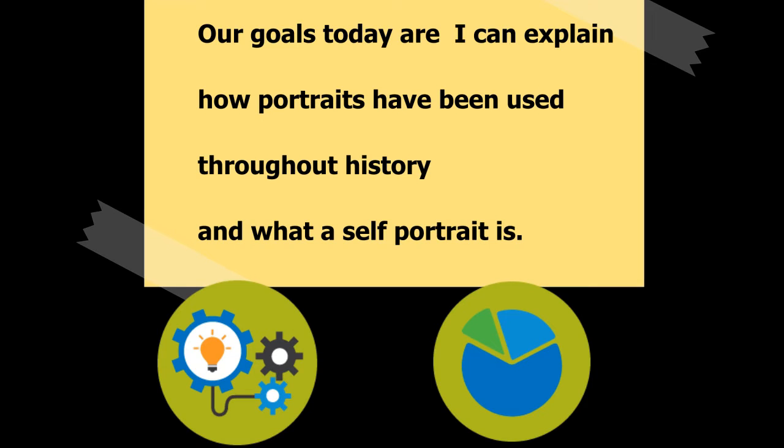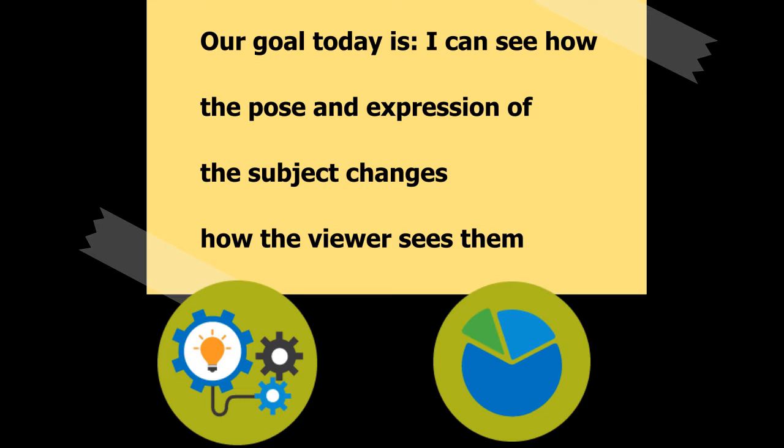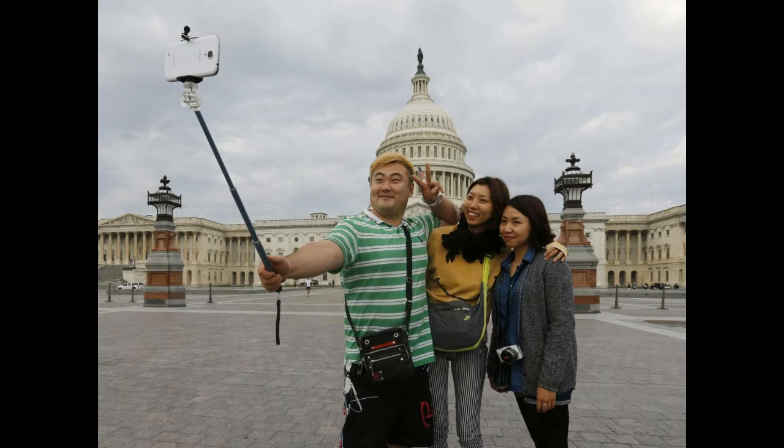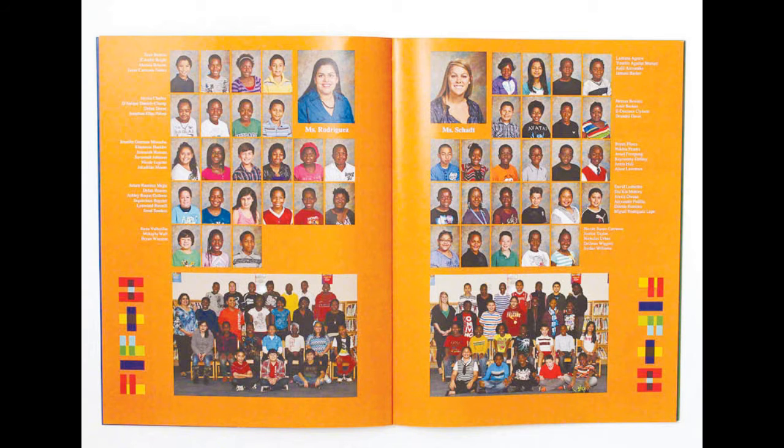Our goal today is: I can explain how portraits are used throughout history. I can see how the pose and expression of a subject changes how the viewer sees them in a picture. A portrait is a piece of art where the subject is a person. Today we can get portraits easily with a camera. In fact, we usually get one every year that goes in the yearbook when we are at school.